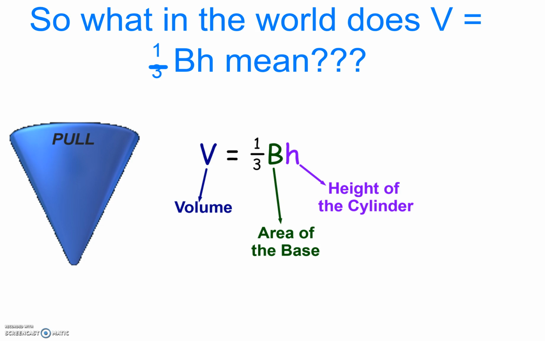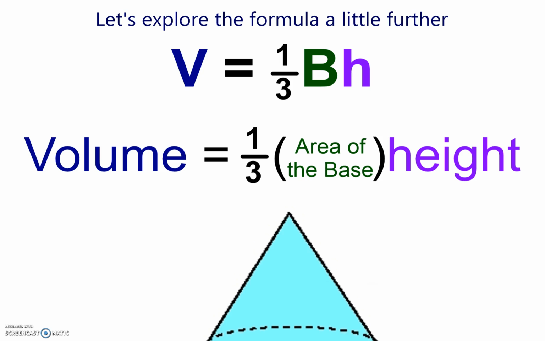So in your ISN, you need to write this. What in the world does V equals 1/3 area of the base times height mean? So you're going to draw this in your ISN. Make sure you draw the picture of a cone. So it just means 1/3 area of the base times the height.